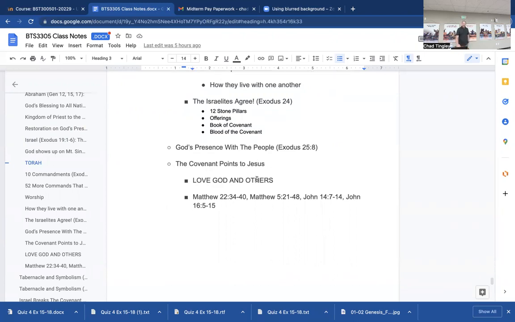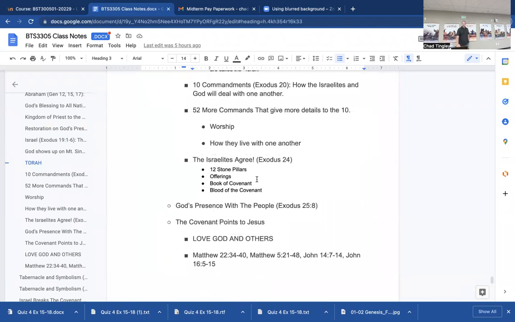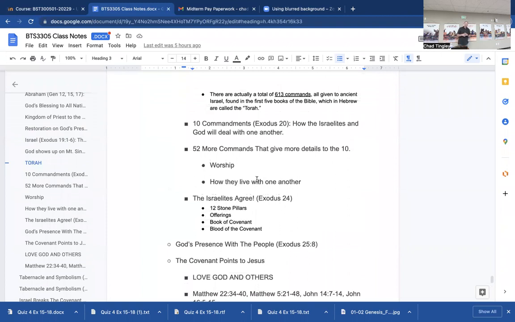And I just want to point to the fact that all of this is ultimately pointing to Jesus, that Jesus is going to embody the 10 commandments. He is going to embody honoring God with everything. He's going to embody loving other people with all of his heart, mind, soul, and strength. And he's going to show how that works.